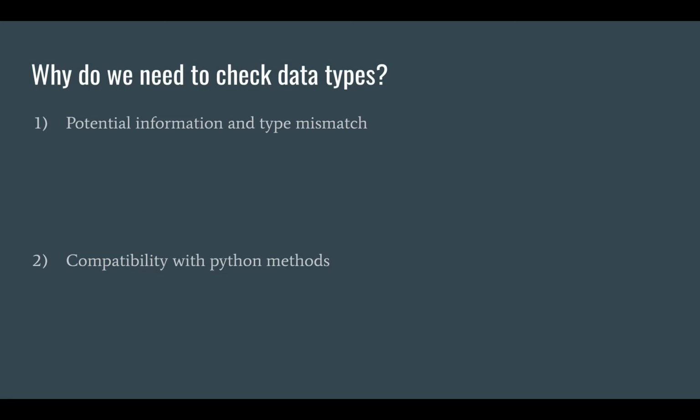And the second reason is that it allows inexperienced data scientists to see which Python functions can be applied to a specific column. For example, you might have some math functions that can only be applied to numerical data. So if these math functions are applied to non-numerical data, an error may occur.